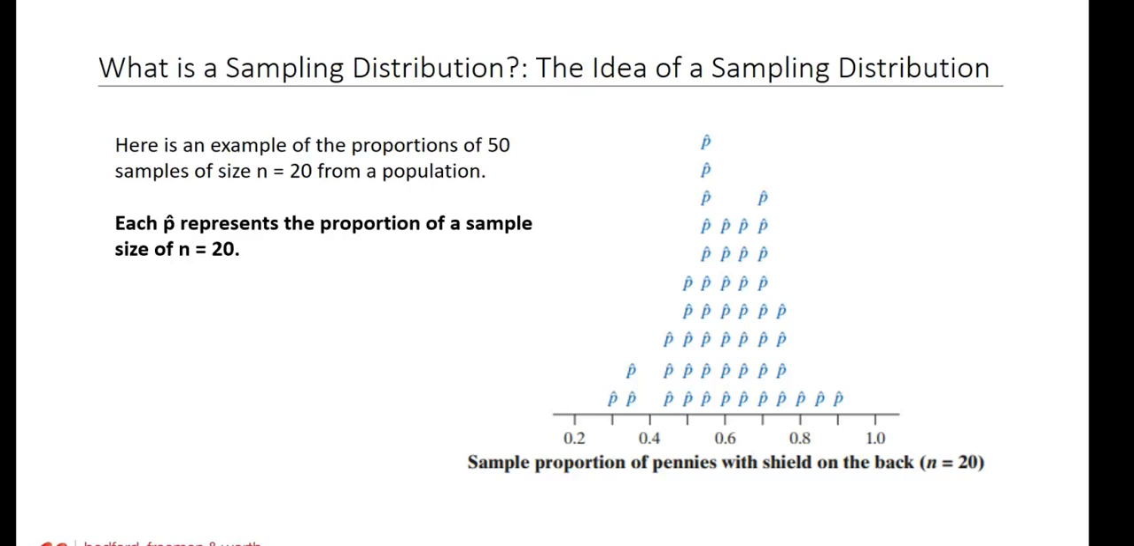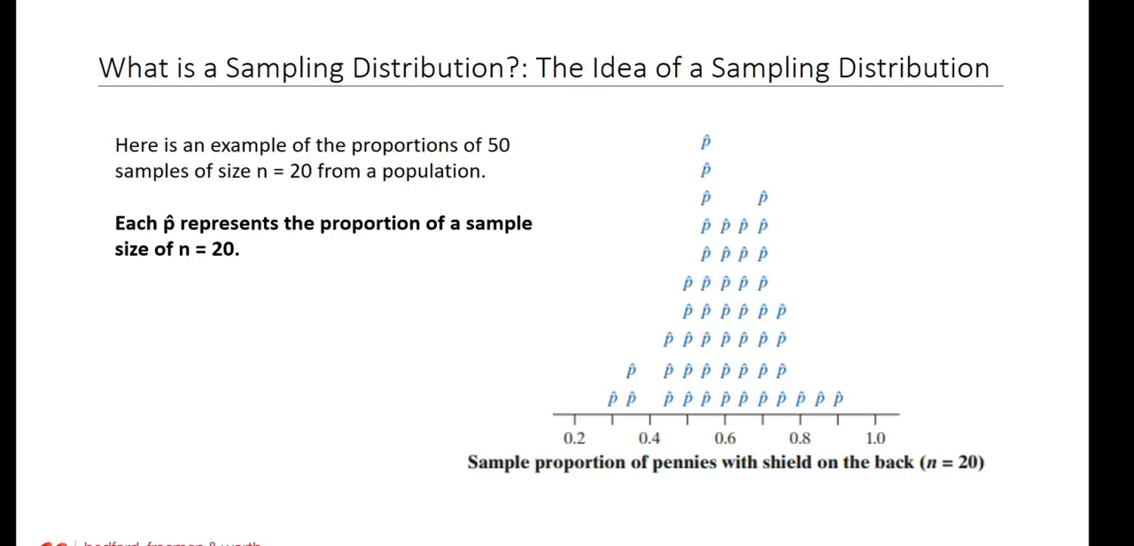The sample proportion of pennies with shields on the back. So it looks like around 60% on average of pennies, if you grab a random penny, have shields on the back. But sometimes they took samples of size 20 from this pile of pennies, and one had 90% with shields on the back, and one had 30% with shields on the back. So 30% of the 20 that they chose had shields on the back. So you can see there's a wide distribution there.